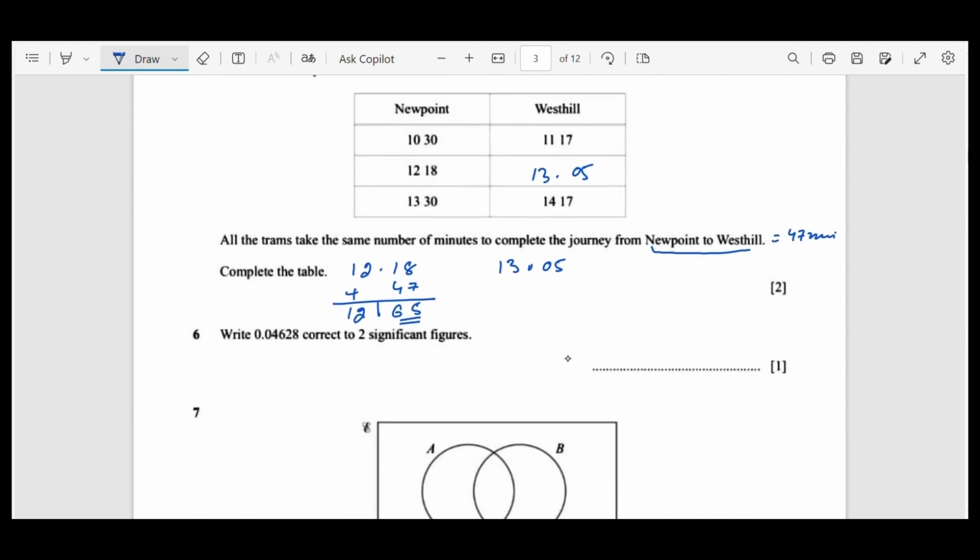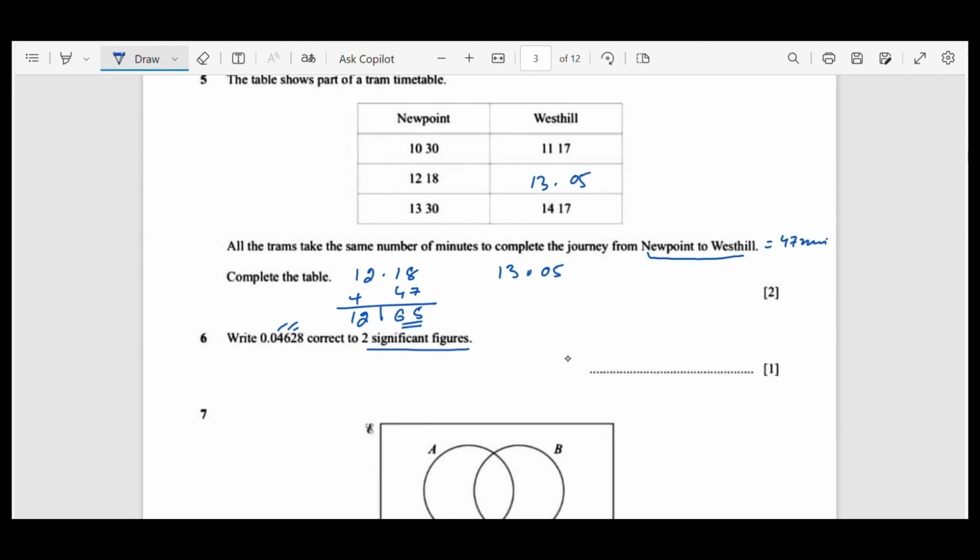Write this correct to two significant figures. So first significant place will be 4, second will be 6, and third will be 2. So in 2 SF the answer will be 0.046, because the third place is less than 5, so it will be the same.